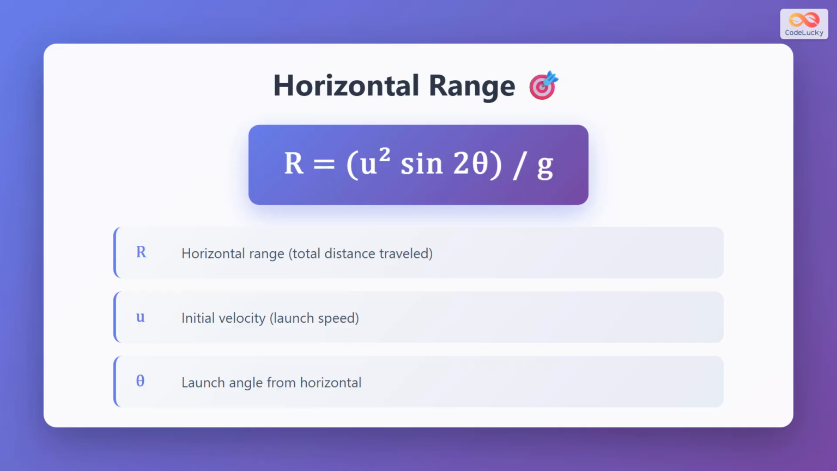Now let's look at the formula for horizontal range. The range R is given by the equation R equals U squared sine 2 theta divided by g. Let's break down what each symbol means. R represents the horizontal range, which is the total horizontal distance the projectile travels from launch to landing. U is the initial velocity or launch speed of the projectile. Theta is the launch angle measured from the horizontal direction. And g is the acceleration due to gravity, which is approximately 9.8 meters per second squared on Earth. Notice the formula uses sine of 2 theta, which is a key factor in determining how far the projectile will go.